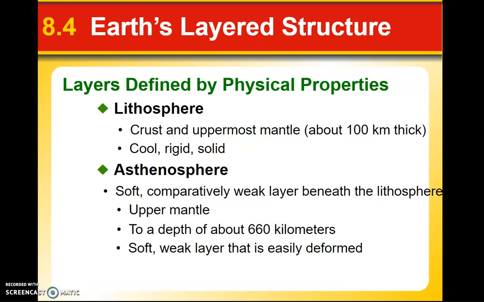If we look at the physical properties, we can define layers a little differently. The lithosphere is made up of the crust and the uppermost mantle, up to about 100 kilometers thick. It's going to be very cool, rigid, and solid. The asthenosphere, on the other hand, is soft and comparatively weak, and it lies beneath the lithosphere. The upper mantle makes up the asthenosphere, all the way down to about 660 kilometers, and this soft, weak layer is very easily deformed.